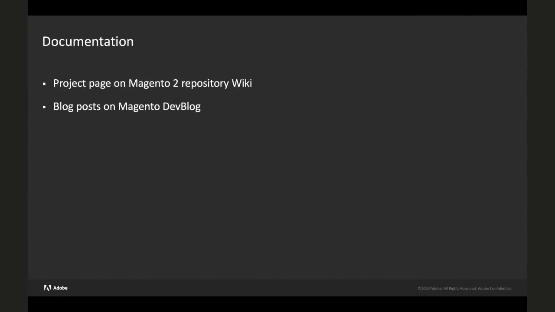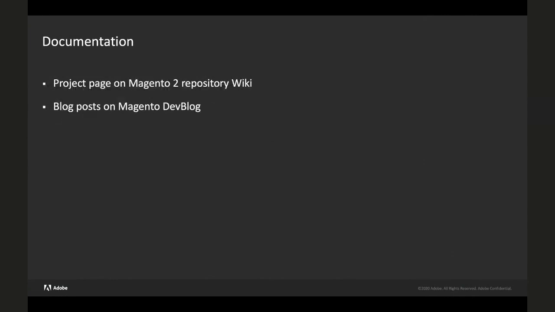The documentation can be found on the Magento 2 repository wiki. Just go to the GitHub wiki and you can easily find the project page in the sidebar on the right side. There are links for documentation for all the projects, including PHP 8 compatibility.